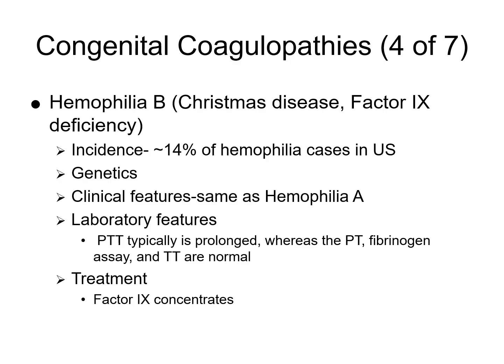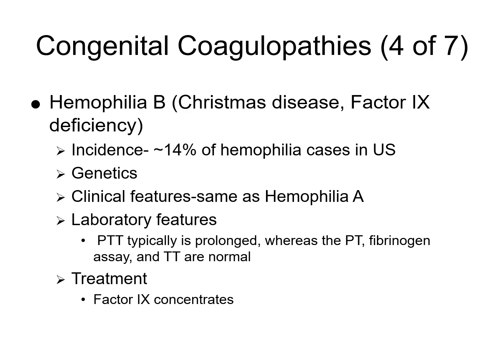This accounts for approximately 14% of hemophilia cases in the United States, and it's estimated to occur in 1 in 25,000 male births. It affects males predominantly, and that's due once again to the X-linked recessive inheritance. As I mentioned earlier, it is also known as Christmas disease, and it is named after the first documented patient, not the holiday. Genetics, it is inherited in an X-linked recessive pattern, similar to hemophilia A, where males with the mutation are affected and females are usually the carriers.